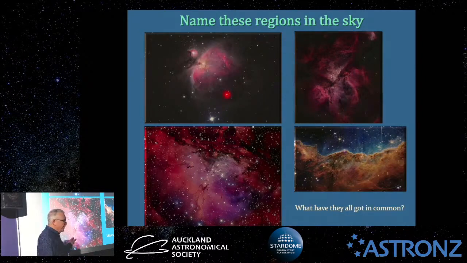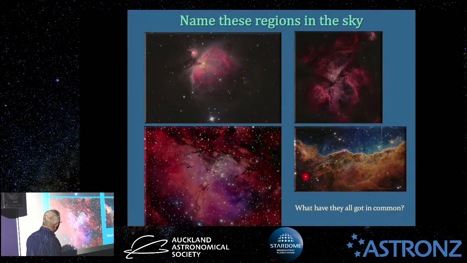Orion. Yeah, Orion Nebula, Great Orion Nebula, M42. How about this one here? Carina Nebula, absolutely. Well done, Neville. This object here, what nebula is this? Eagle, yep, Eagle Nebula, M16. And the clue, of course, is the pillars of creation here.